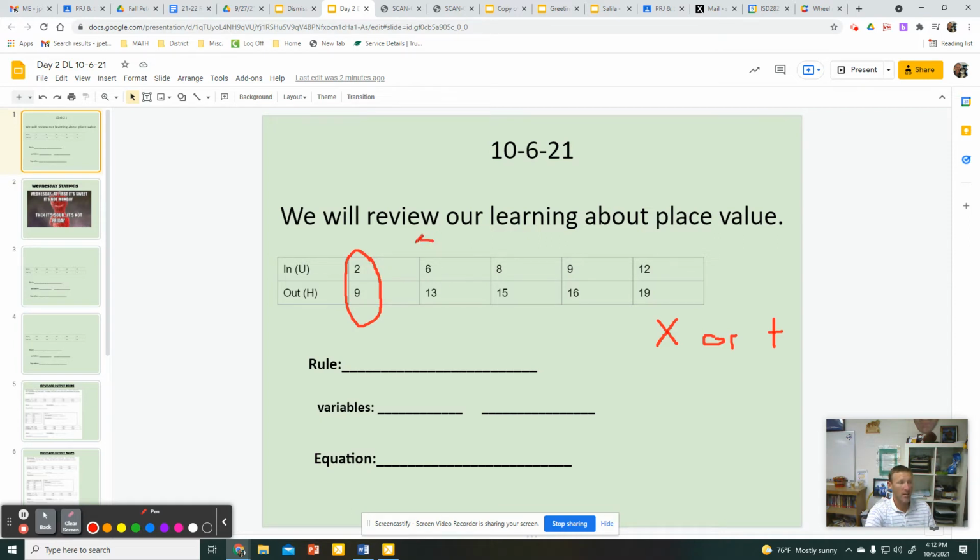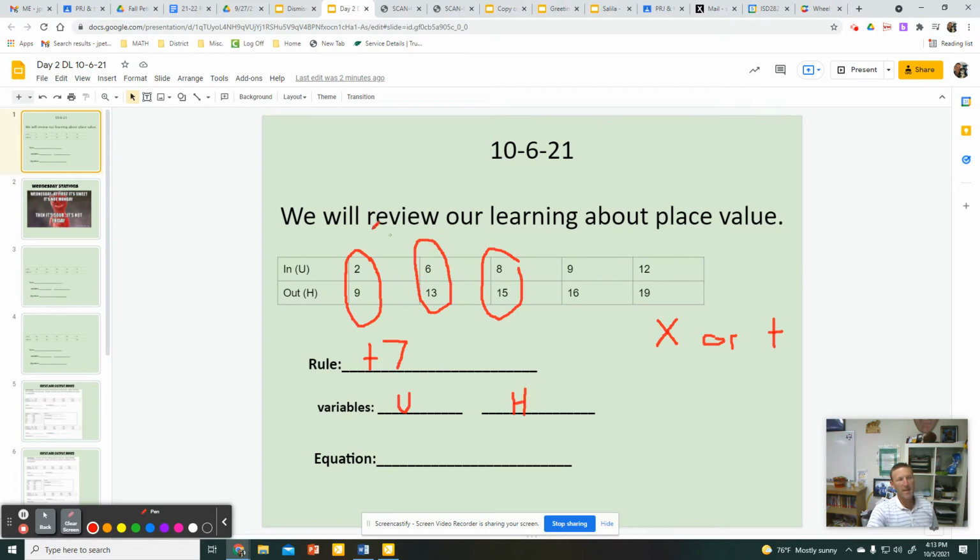And now I need to check on my second ordered pair. If I think my rule might be plus 7. 6 plus 7, is that 30? Yep. 8 plus 7, is that 50? Yep. Okay, so my rule, and I'd write that here, is plus 7. My variables, okay, and these variables are over here because that takes the place of any number we want to put into our input-output box. So my variables, I have a U and an H.